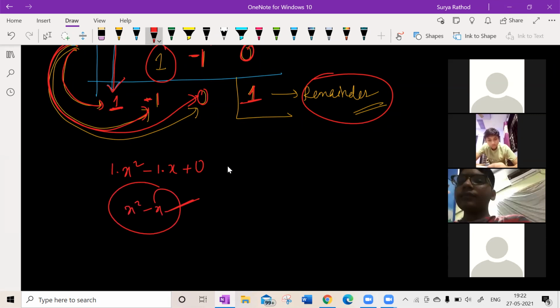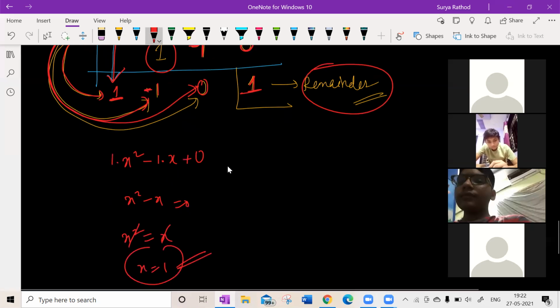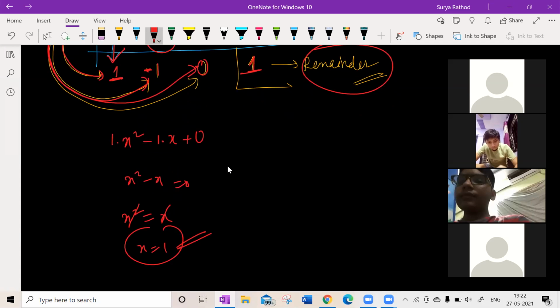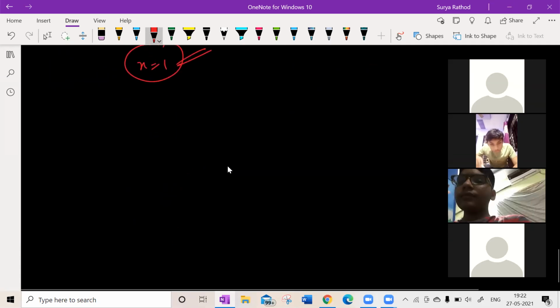What are the factors of x square minus x? Tell me. If I equate x square minus x, x square is equal to x. X will get cancelled. X is equal to 1. Getting my point? Yes, sir. X is equal to 1, as simple as that. Now let us solve one more question.